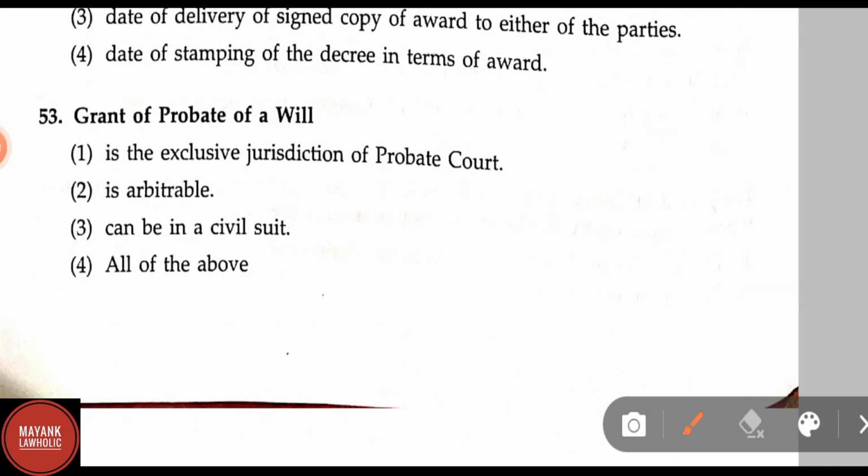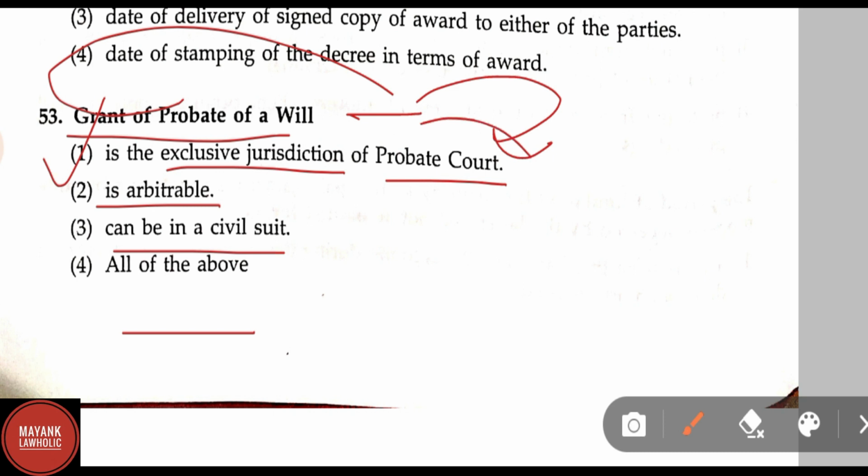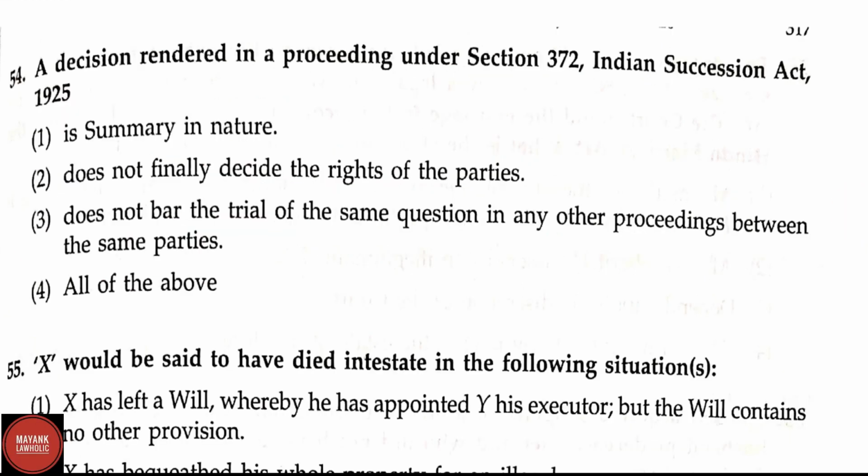Question number 53. Grant of probate of a will: option 1, is the exclusive jurisdiction of the probate court; option 2, is arbitrable; option 3, can be in a civil suit; and option 4, all of the above. The correct answer here is option 1: grant of probate of a will is the exclusive jurisdiction of the probate court. Probate basically is a method through which a will is certified under the seal of the court. Okay. Question number 54.